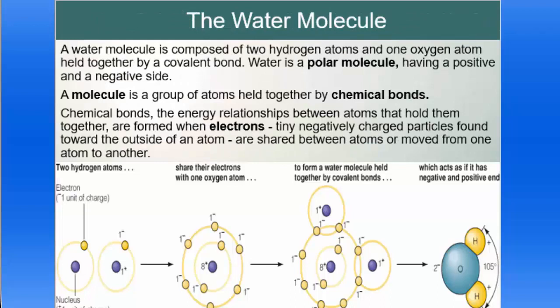So a water molecule is composed of two hydrogen atoms and one oxygen atom held together by a covalent bond. It makes it a polar molecule, having a positive and a negative side. A molecule is a group of atoms held together by chemical bonds. So those chemical bonds, the energy relationships between atoms that hold them together, are formed when electrons, the tiny negatively charged particles found toward the outside of an atom, are shared between atoms or moved from one atom to the other. Now, when the electrons are shared, as they are in the water molecule, it's a very strong covalent bond.